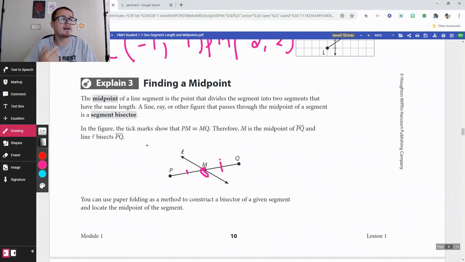And we call that a line, ray, or other figure that passes through the midpoint, the segment bisector. We'll talk more about bisectors as we continue to talk about angles and stuff later. So make sure that you are getting this in.